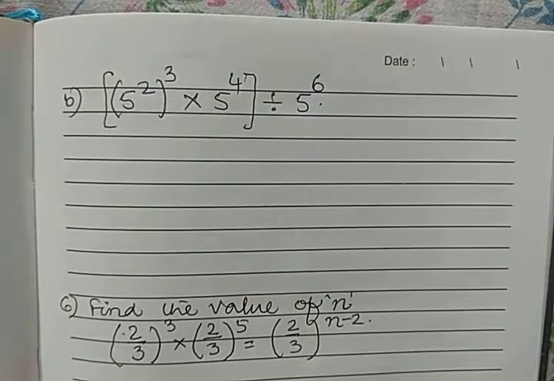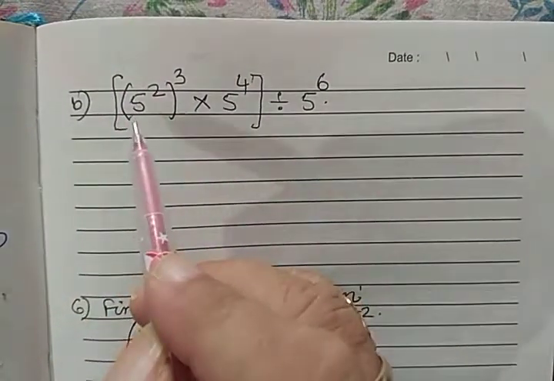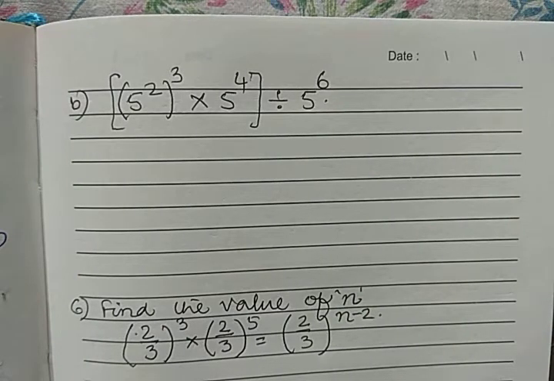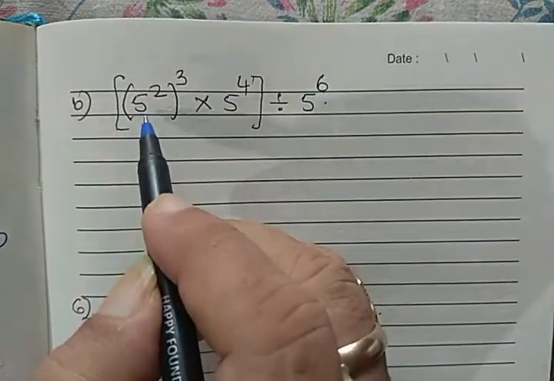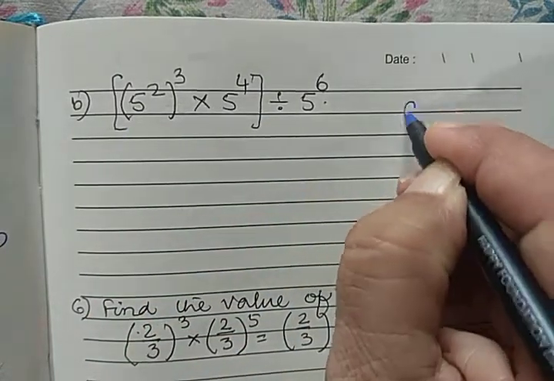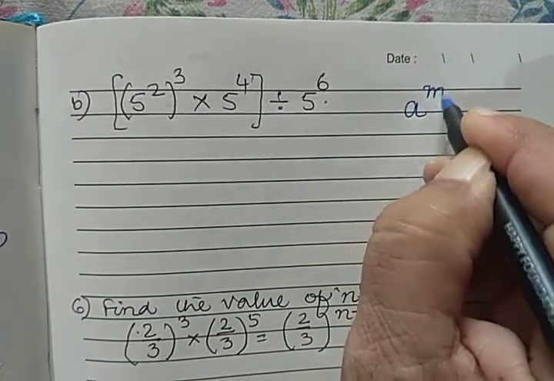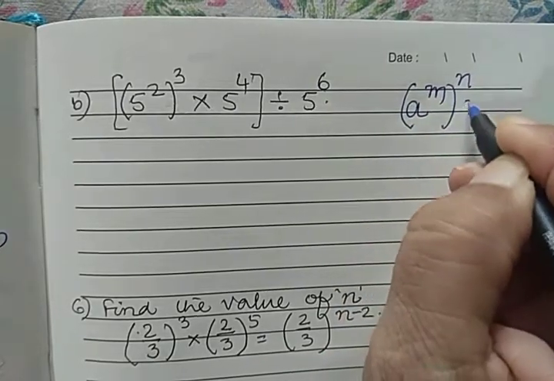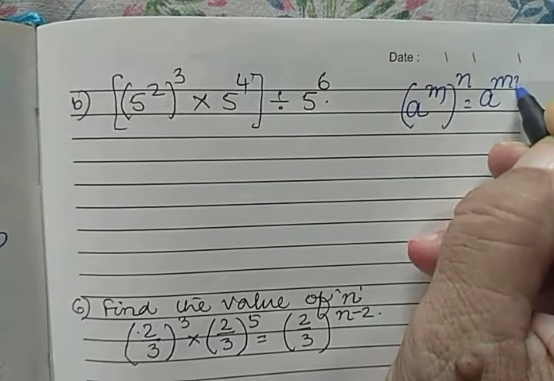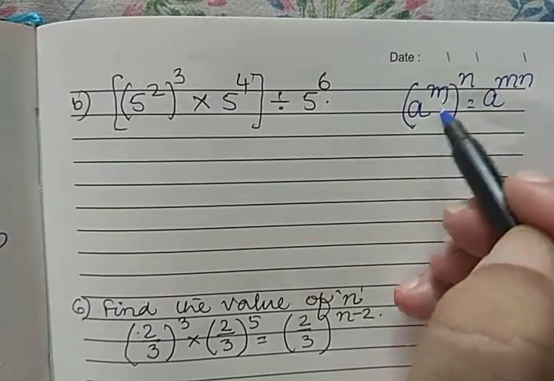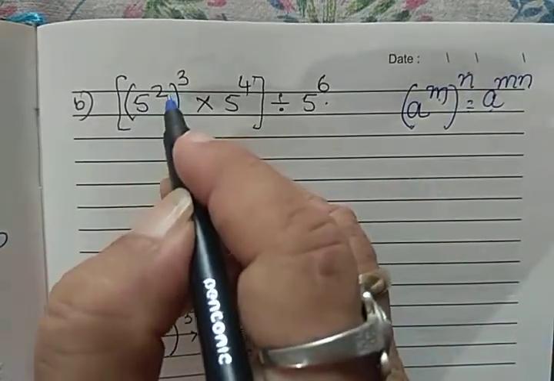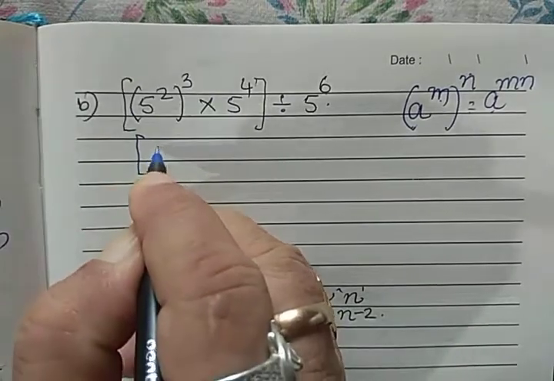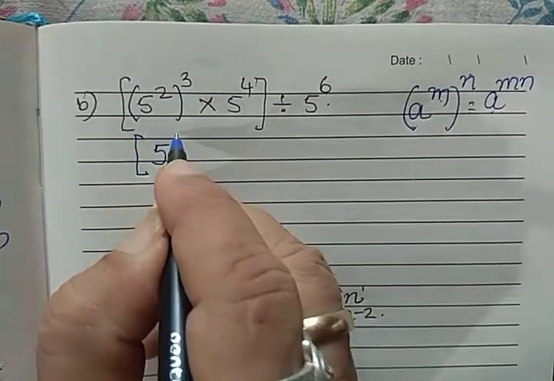So here is your next sum. 5 square whole cube into 5 to the power of 4 divided by 5 to the power of 6. This you know. What is this rule? A to the power of m whole to the power of n is equal to a to the power of mn. So this will be your 5 to the power of 2 3s are 6.